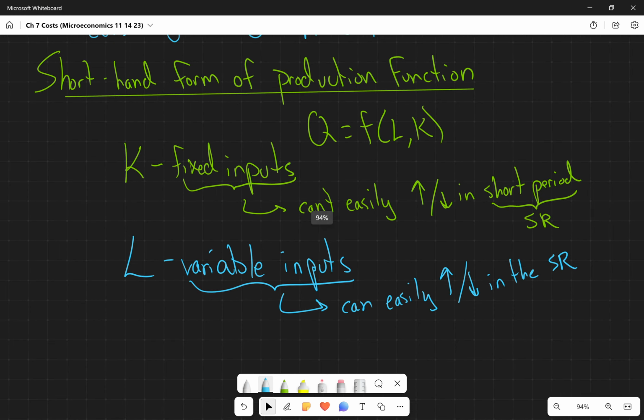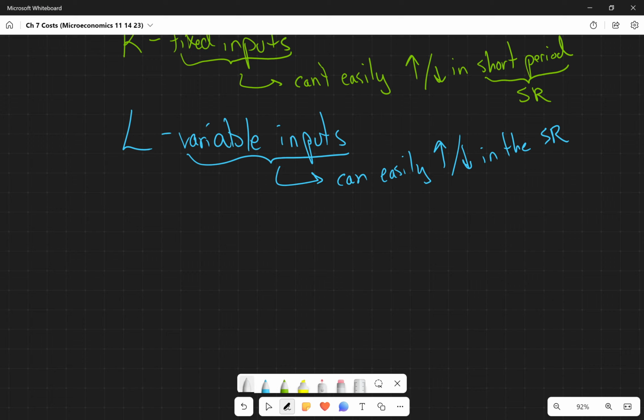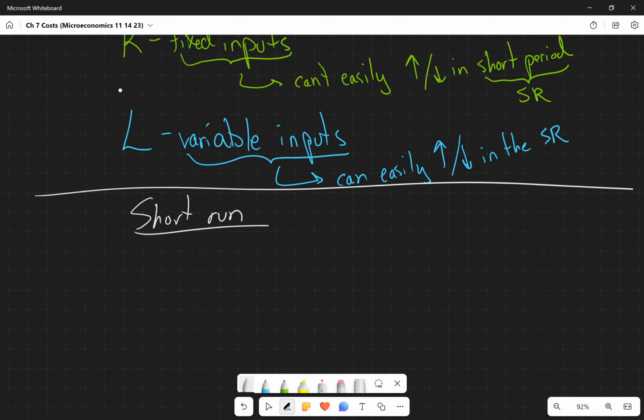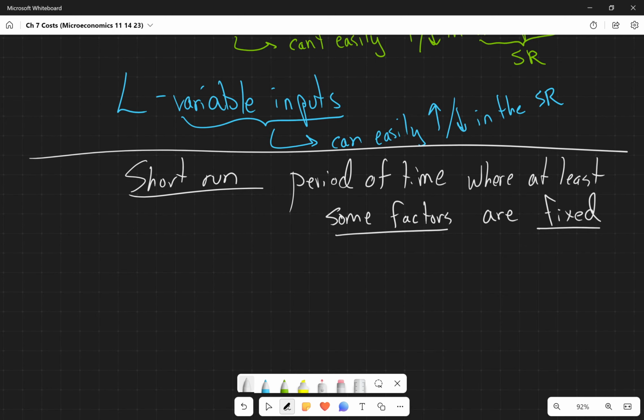Okay, last little part of this, and then we get to a more technical part. So I talked about the short run, or the short period. Let's go ahead and get some explicit definitions in our notes. When we're talking about the short run, we are talking about the period of time during which at least some factors of production are fixed. So in the short run, some of the factors are fixed.